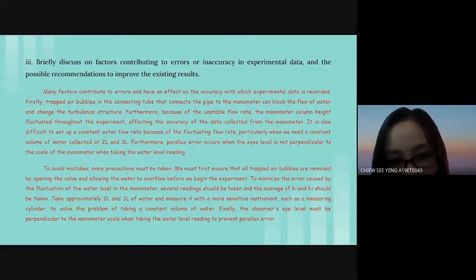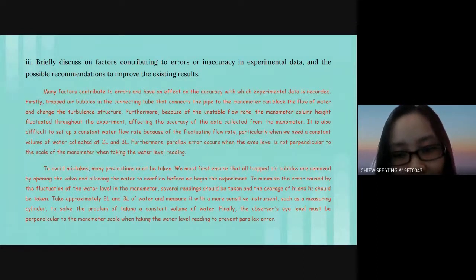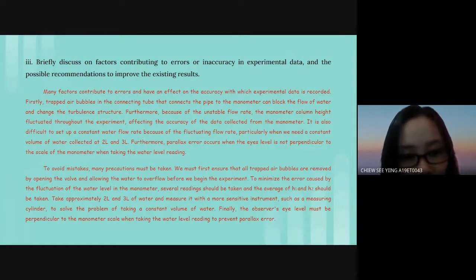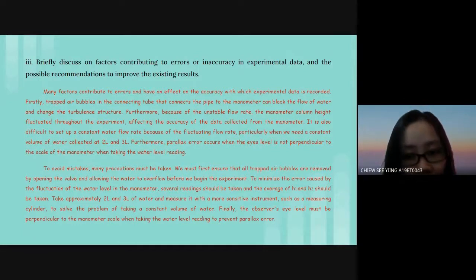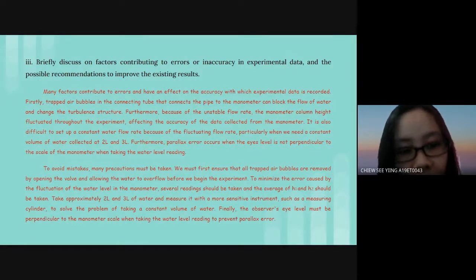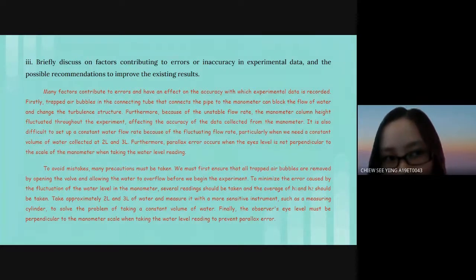To minimize the error caused by the fluctuation of the water level in the manometer, several readings should be taken and the average of H1 and H2 should be used. We should collect approximately 2 liters and 3 liters of water and measure them with a more sensitive instrument such as a measuring cylinder to solve the problem of taking a constant volume of water. Finally, the observer's eye level must be perpendicular to the manometer scale when taking the water level reading to prevent parallax error. Next, I pass to the next presenter.